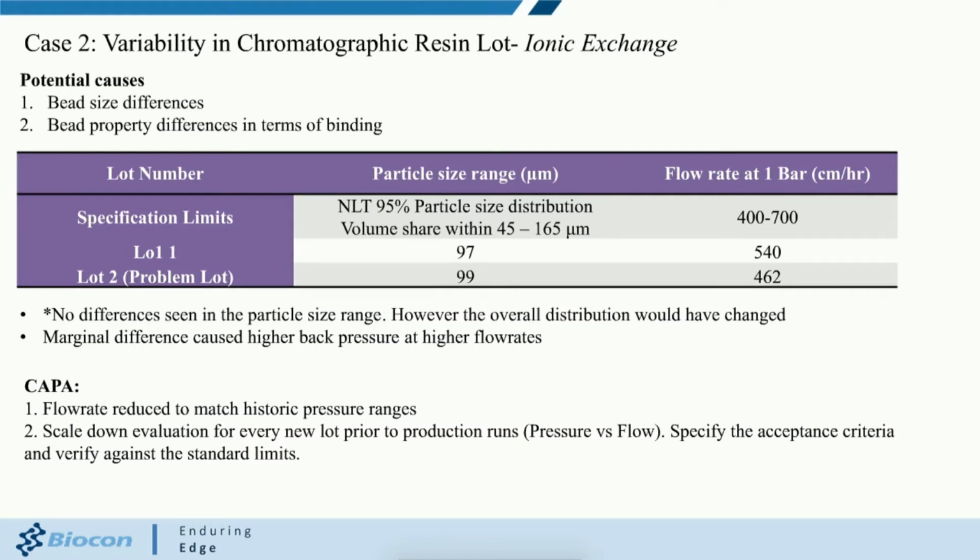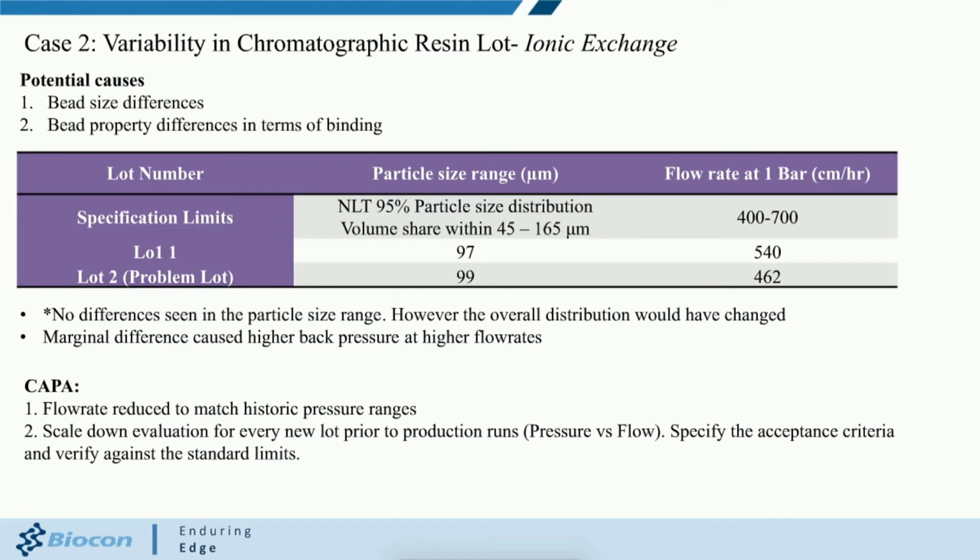So what we suggested here was, whenever you get the resin, you just perform a scale down run and establish a standard pressure versus flow curve and identify whether the new lot falls within that pressure flow curve. If it doesn't, either you have to adjust the process or you have to tell the suppliers we can't use this specific lot. There is only one choice.